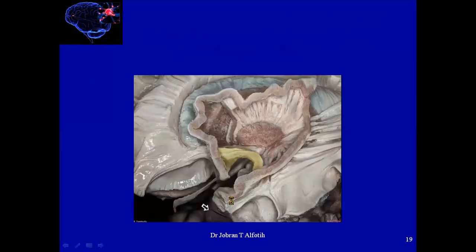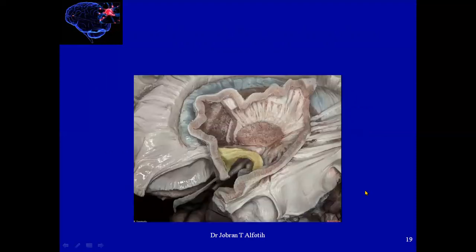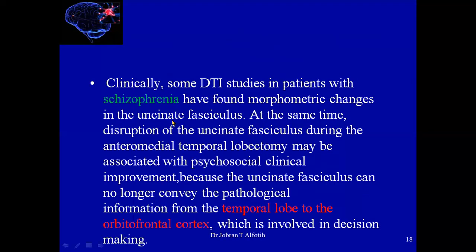So clinically, some DTI studies in patients with schizophrenia have found morphometric changes in the uncinate fasciculus. At the same time, disturbance of the uncinate fasciculus during anterior medial temporal lobectomy has been associated with psychosocial clinical improvement, because the uncinate fasciculus can no longer convey the pathological information from the temporal lobe to the orbitofrontal cortex, which is involved in decision making.